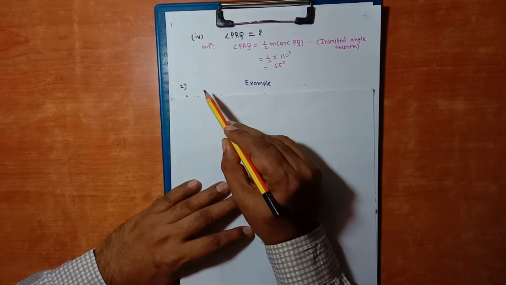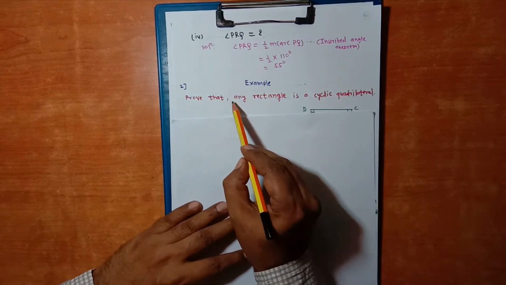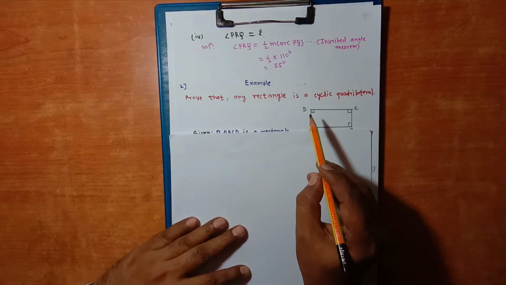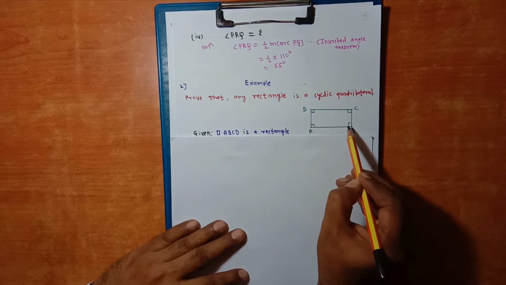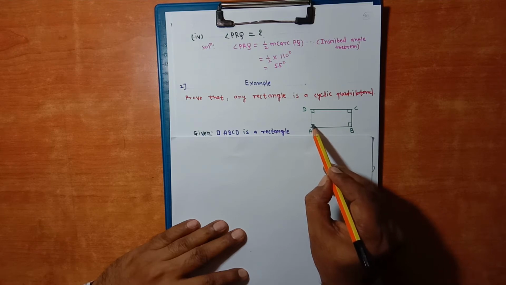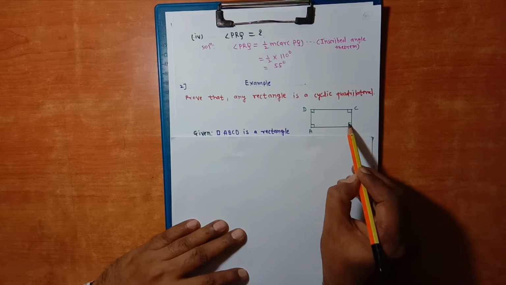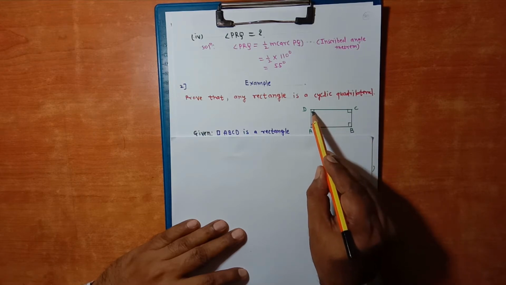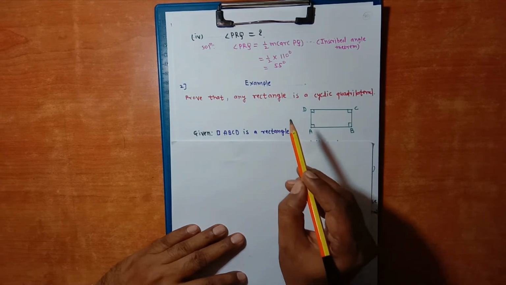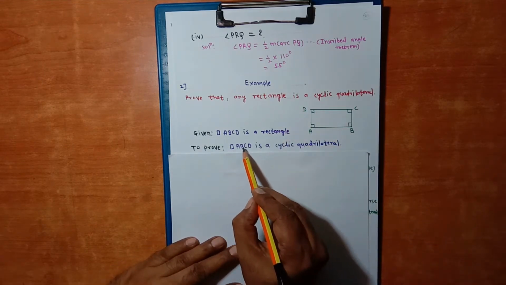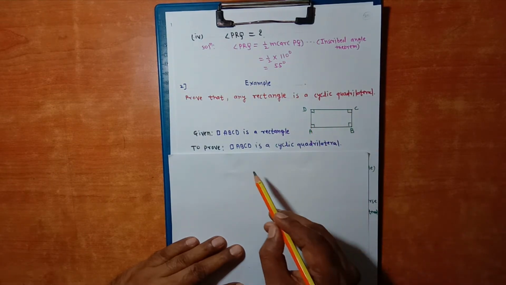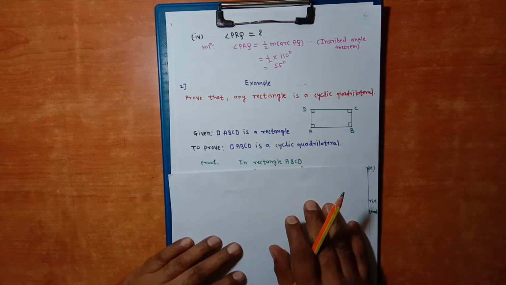Now let us go for example 2. Prove that any rectangle is a cyclic quadrilateral. Here I have drawn the figure of rectangle ABCD. Each angle of this rectangle ABCD is 90 degrees. The measure of angle A is 90, B is also 90, C is 90 as well as D is also 90. Given: quadrilateral ABCD is a rectangle. What we have to prove: quadrilateral ABCD is a cyclic quadrilateral. Let us go for its proof.